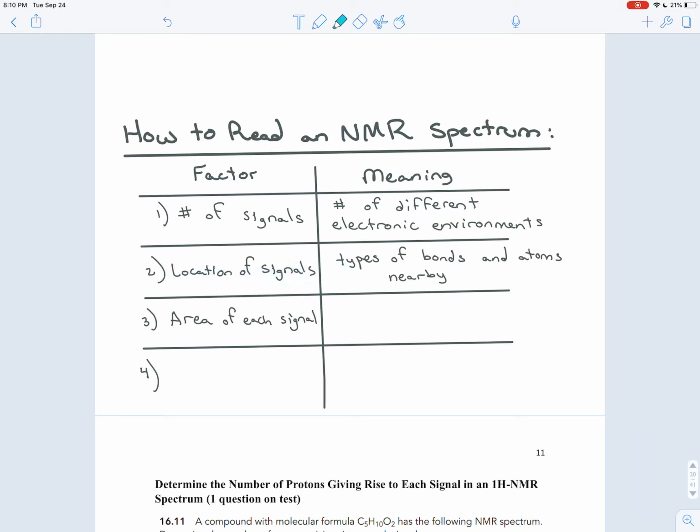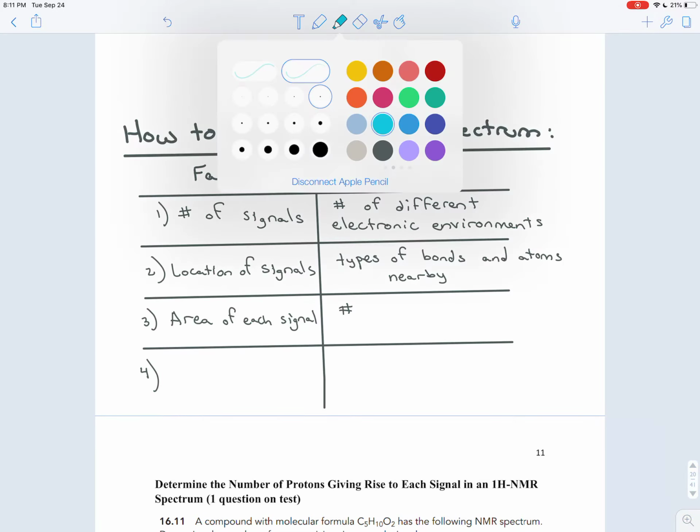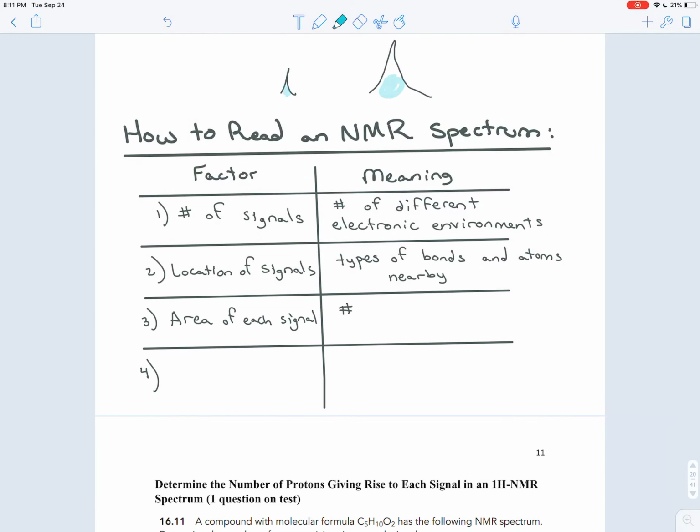So that's like the number of electronegative atoms that will steal electrons away and create a different electronic environment and shift the signal, or magnetic anisotropy. The third one is the area underneath each signal, and that has to do with how many hydrogens there are in each electronic environment. Each signal represents an electronic environment, and for example, between these two signals, the one on the left has a very small area underneath it. The one on the right has a much bigger area underneath it.